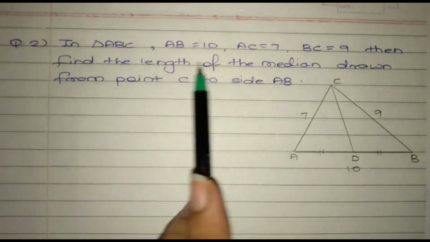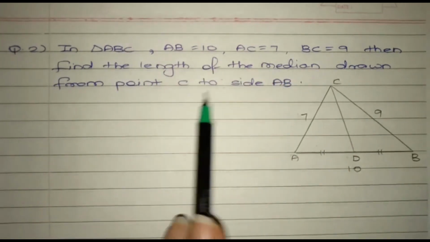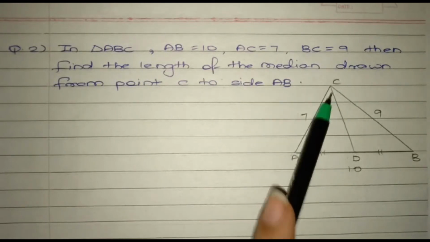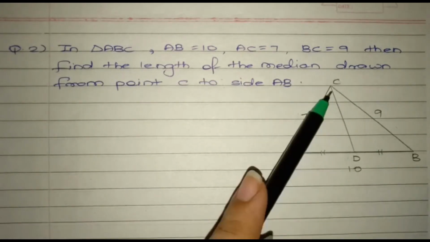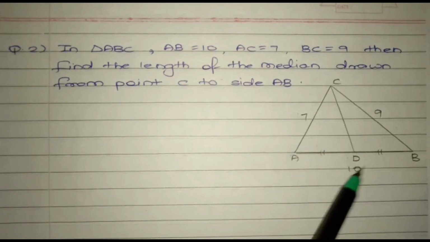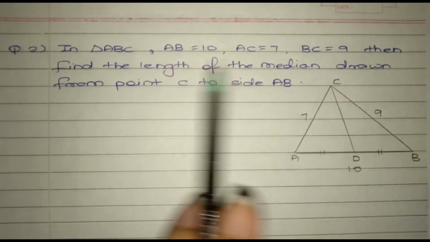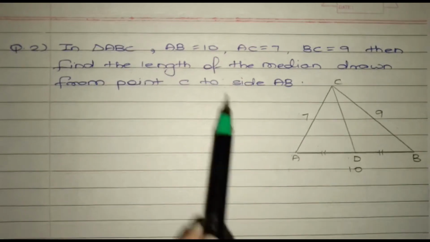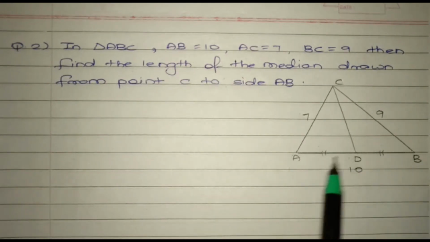Then find the length of the median drawn from point C to AB. This is point C, this is side AB, and this is the median drawn from point C to AB. That is, CD is the median of triangle ABC. They have not given any triangle in the textbook, so I have considered triangle ABC like this.